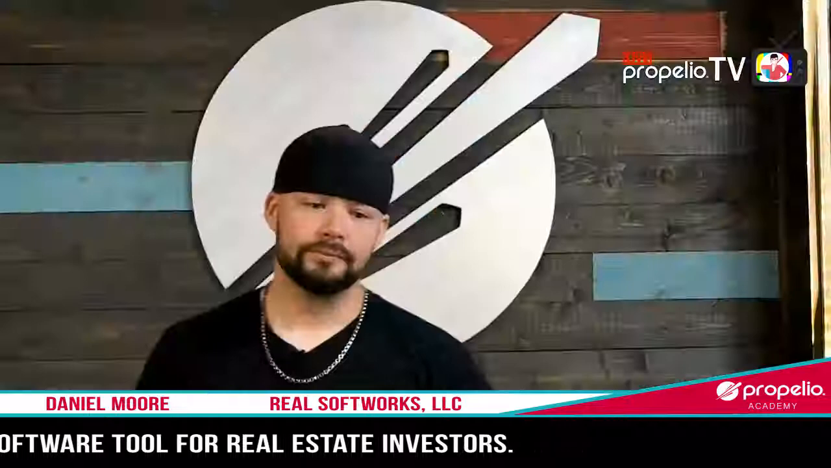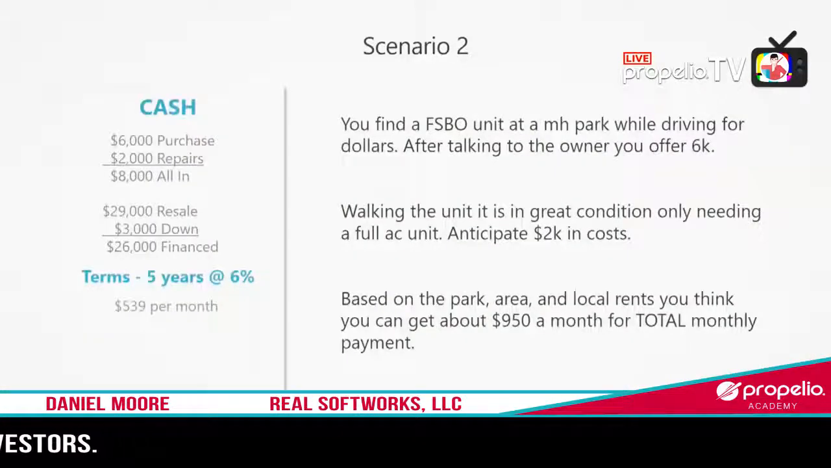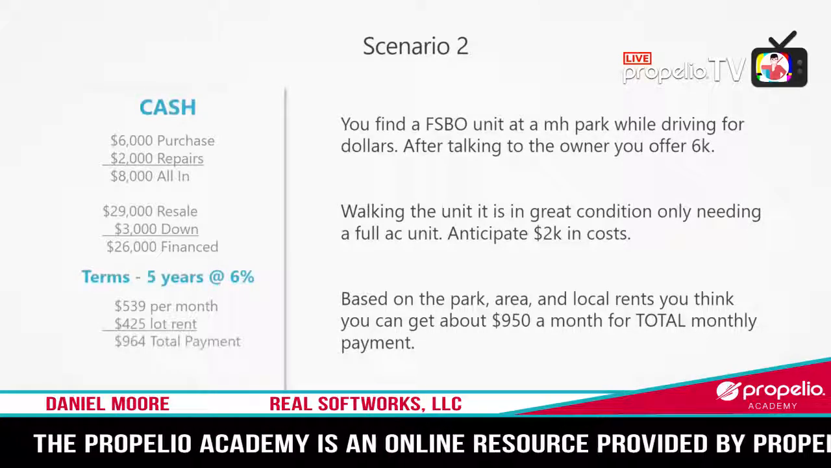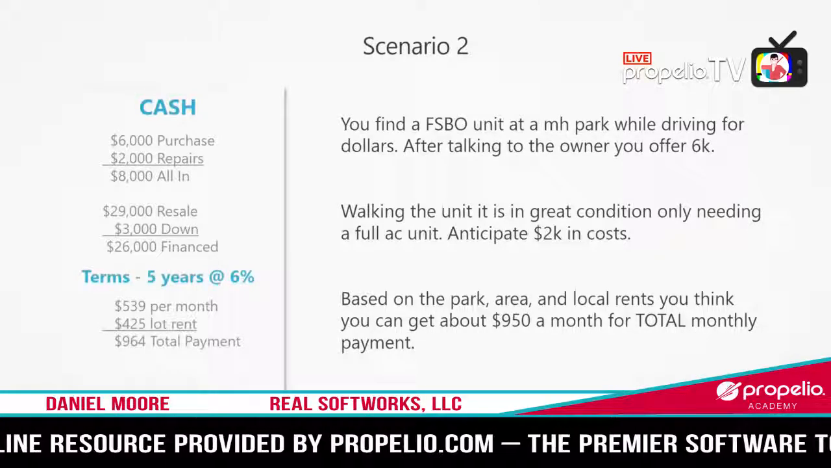Same scenario as before, I'm just going through with different numbers. Term, 5 years at 6%, $539 a month is what my monthly payment will be. $425 a month is my lot rent. $964 is my total payment. Let's plug that into a 10B2 with you real quick. All right, I'm going to pop open my 10B2 here.